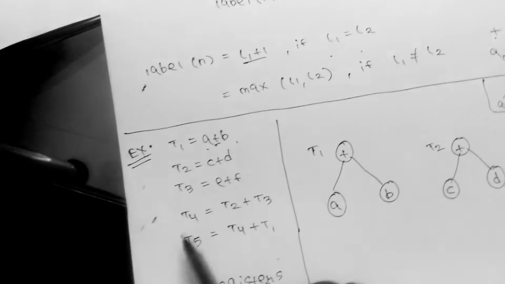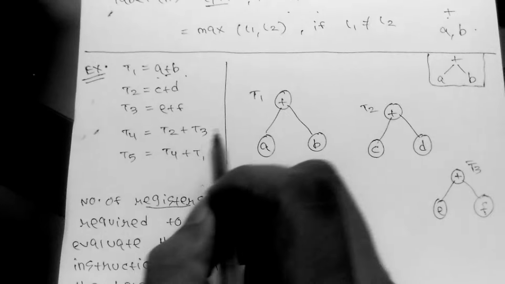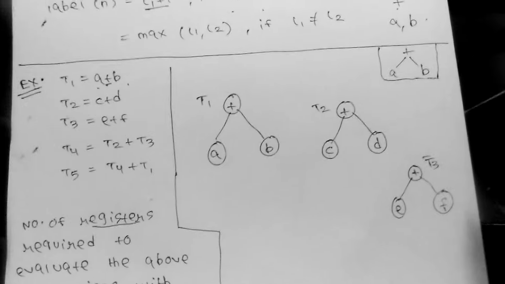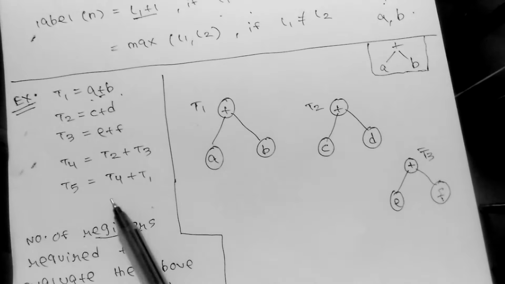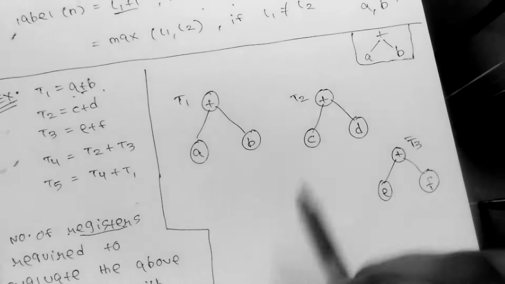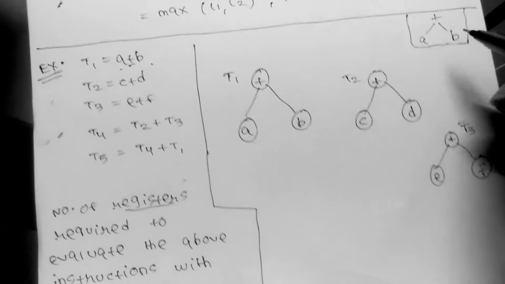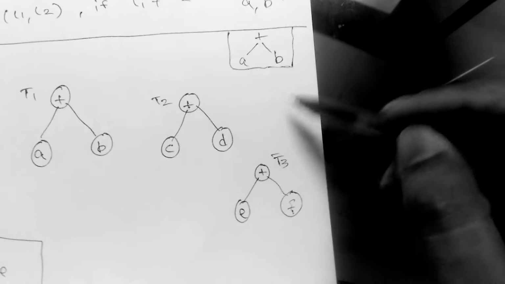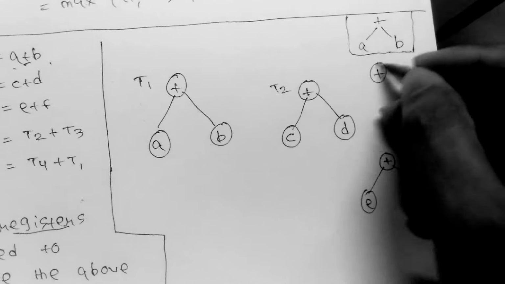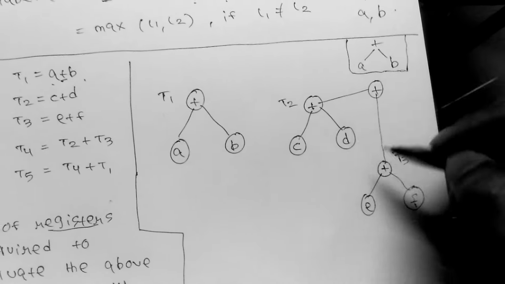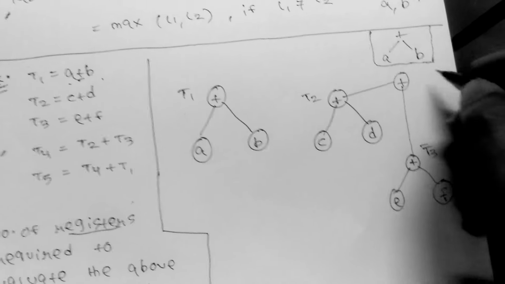Now what is T4? T4 = T2 + T3. It means that we have just constructed T2 and T3, so now we have to connect these two trees with the plus operator, and that will be T4. Here is T2, here is T3. Now we have to connect them with the plus operator and name it T4. So by giving the plus, we will connect it. Okay, now we have connected T2 and T3, and we have constructed T4.